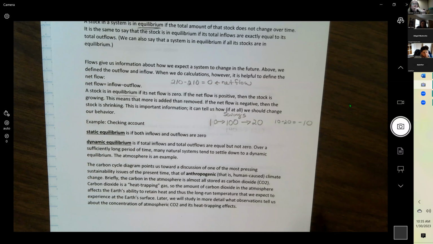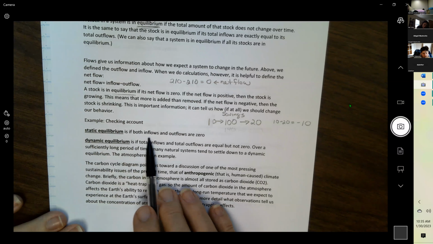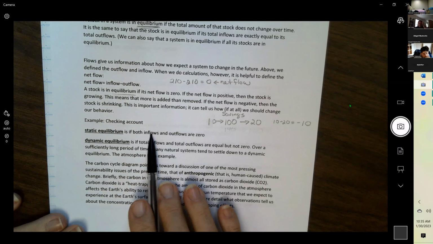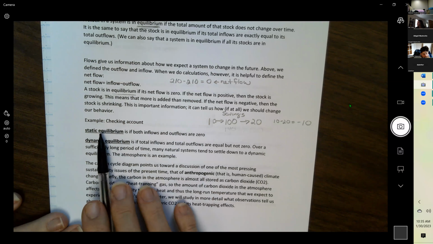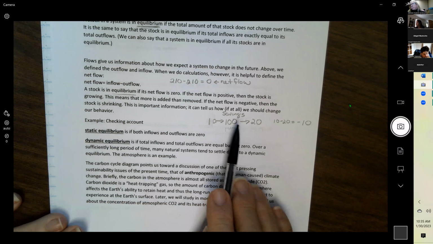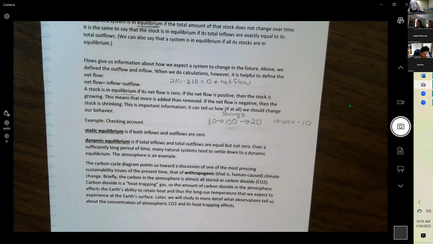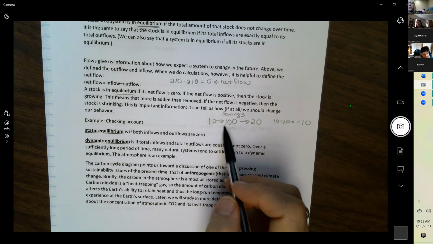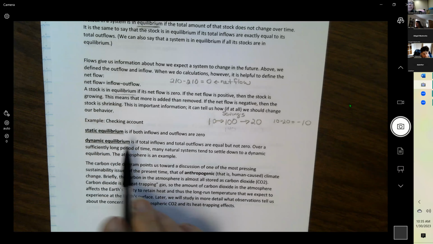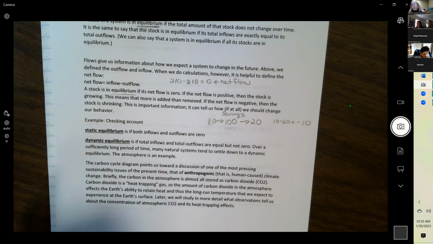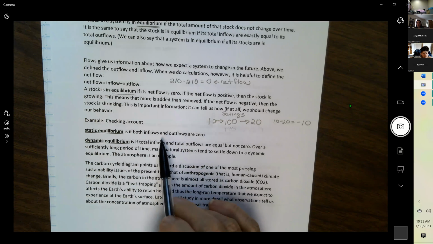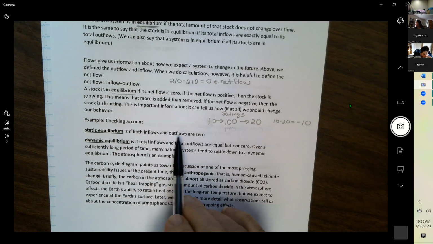Any questions on that? When the inflow and outflow are 0, it's a static equilibrium. So, like my kid's savings account from when they were a baby, if I didn't put anything into it and I didn't take anything out, then it would be a static equilibrium. It's never changing and nothing's being added or taken away. So your inflow and your outflow are zero.